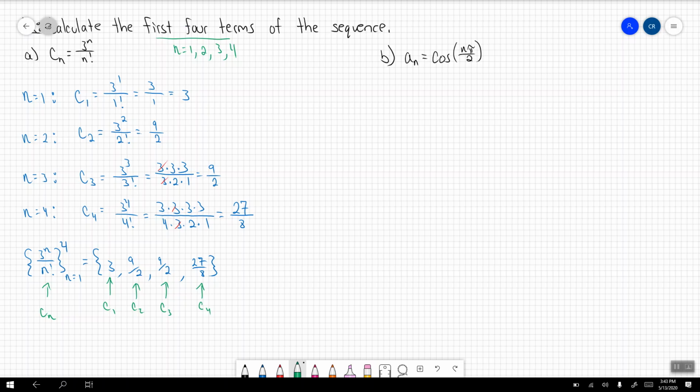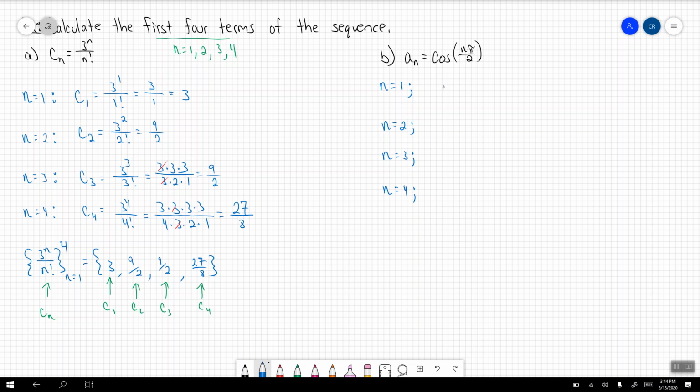All right, so here we are. Now, I want to go ahead and generate the rest of these numbers here for this cosine of n pi divided by 2. So once again, I'm going to go through and generate the first 4 terms. So this is going to be n is equal to 1, n is equal to 2, n is equal to 3, and then n is equal to 4.